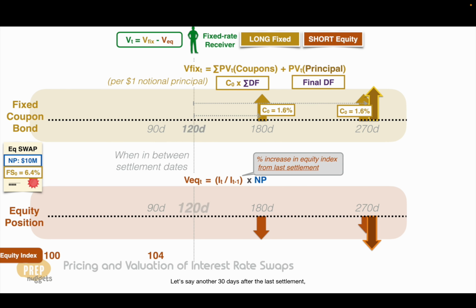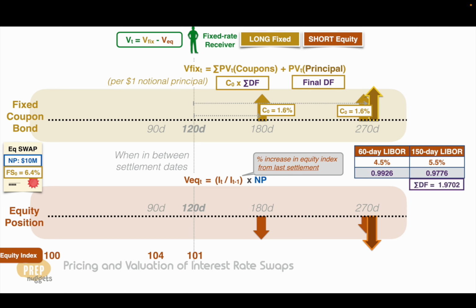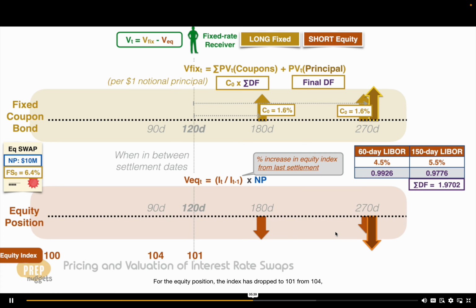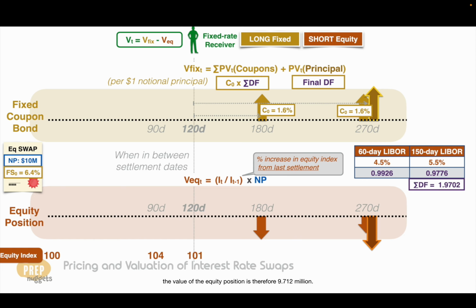Let's say another 30 days after the last settlement, the equity index fell to 101, and these are the relevant LIBOR rates at this instance. What is the value of the swap to the fixed rate receiver? For the equity position, the index has dropped to 101 from 104. The value of the equity position is therefore $9.712 million.